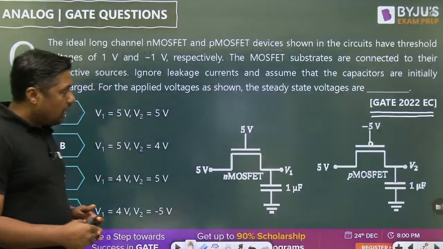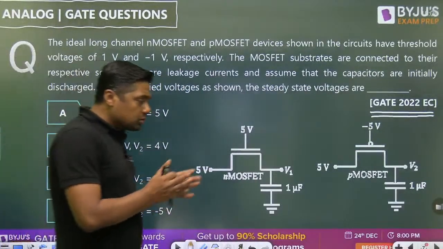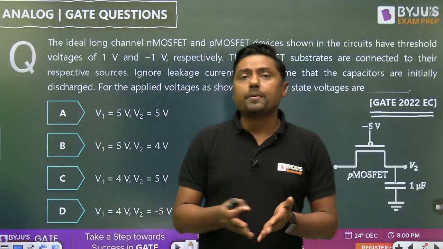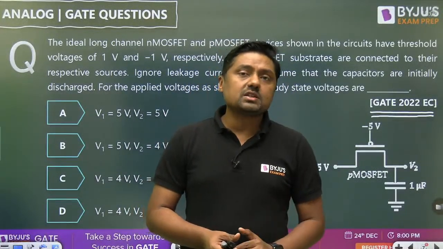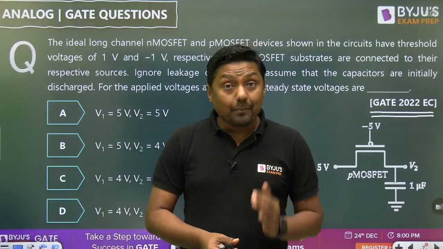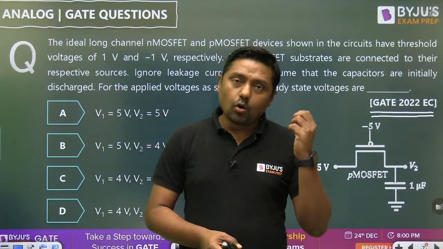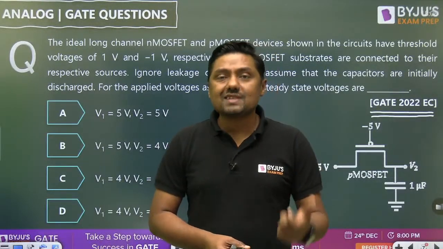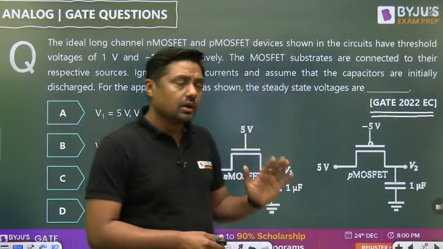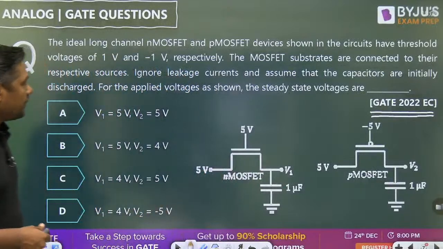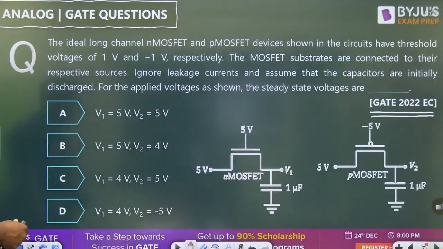Right. One by one you will get the idea about the MOSFET, idea about the operational amplifier, BJT biasing and stabilization, questions on amplifier, on all topics: diode, voltage regulator, Schmitt trigger, waveform generator, different types of questions in the last 5 years. Okay, all important topics will be covered here. Now the ideal long channel MOSFET.